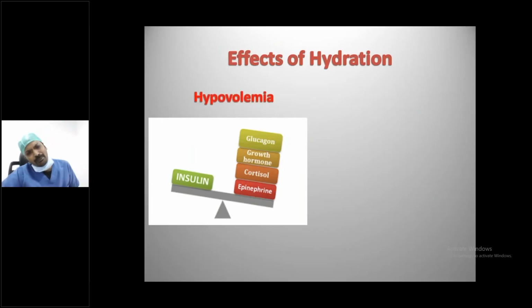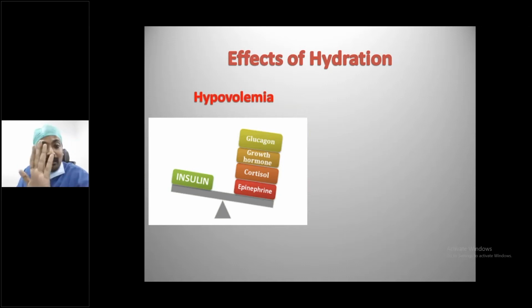So what happens if a child is dehydrated? The hypovolemia will trigger a lot of counter-regulatory hormones like glucagon, growth hormone, cortisol and epinephrine. This will activate hyperglycemia, and the release of these counter-regulatory hormones will cause a lot of insulin resistance. So in the hypovolemic phase, even if you give insulin, you need to give a lot of insulin to correct hyperglycemia in the context of hypovolemia.